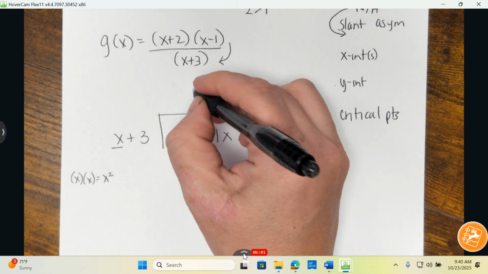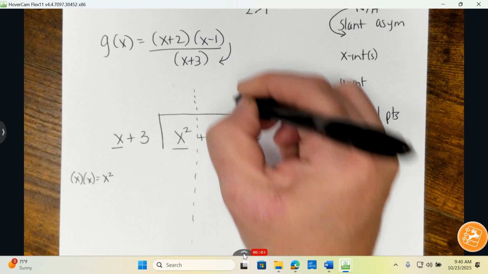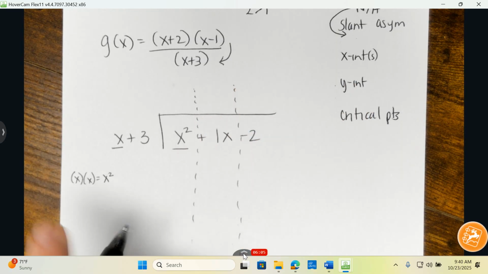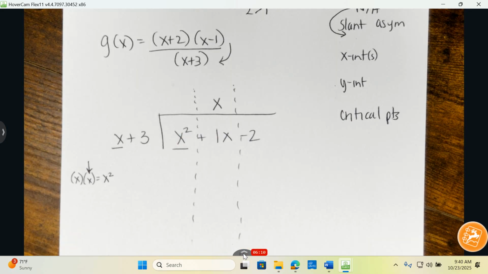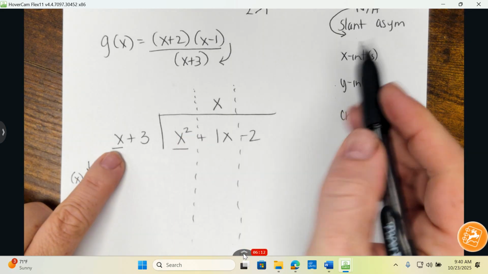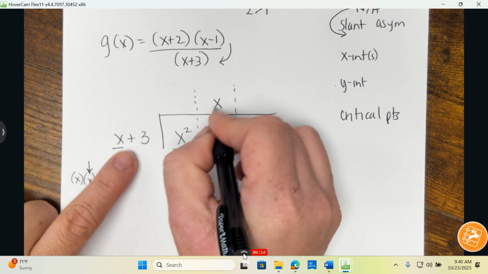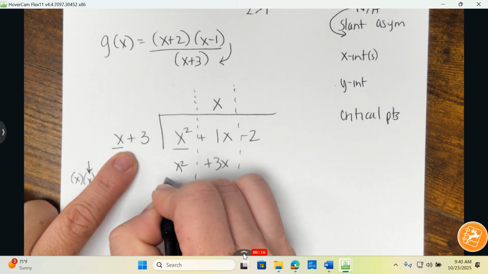So x is right. If you want to make these little dotted lines because it helps keep things organized, that's optional. I like x. X is correct. So above here, I'm going to write x. And now I'm going to multiply. So multiply to get x squared and multiply to get 3x.